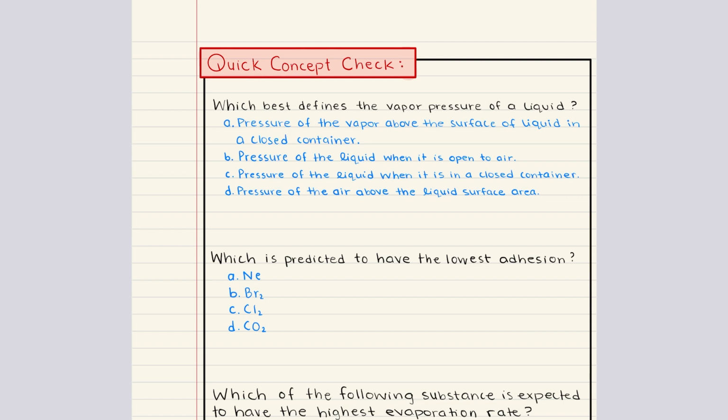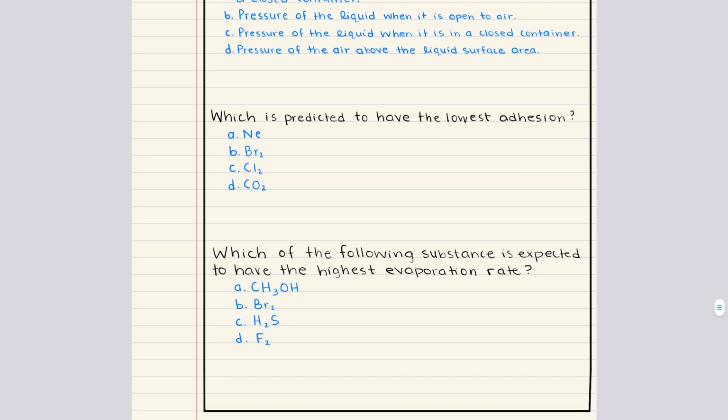And this occurs because some molecules at the surface of the liquid gain enough energy to overcome intermolecular forces and enter the gas phase. So looking at the answer choices, option A correctly states that vapor pressure is the pressure of the vapor above the liquid surface in a closed container. So A is the correct answer. Next, we have a problem that asks, which is predicted to have the lowest adhesion?